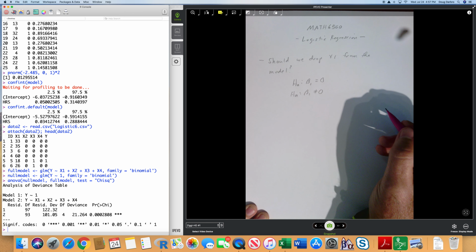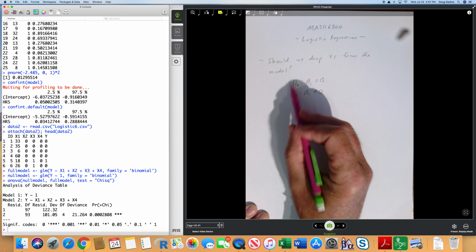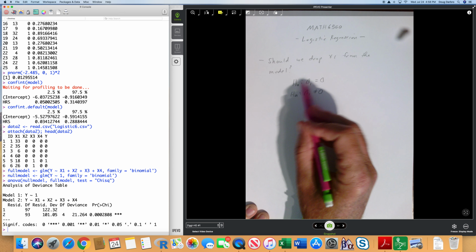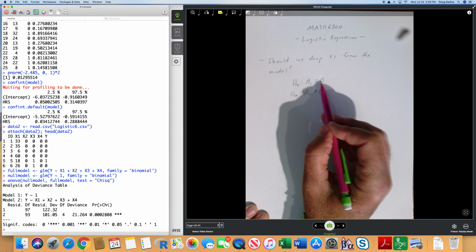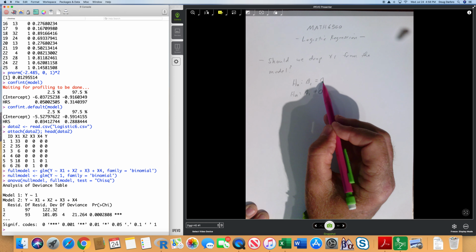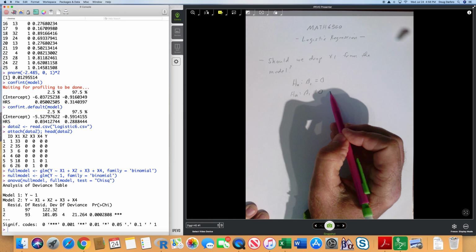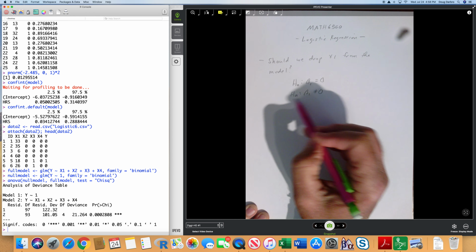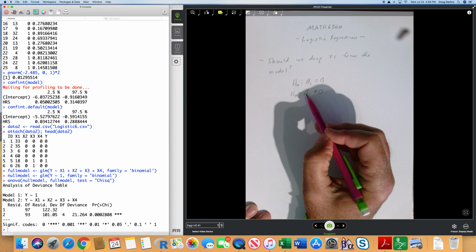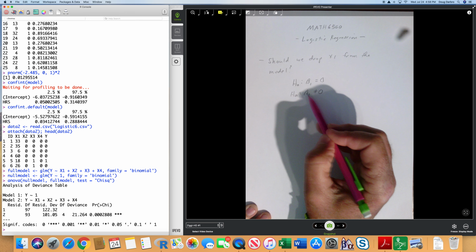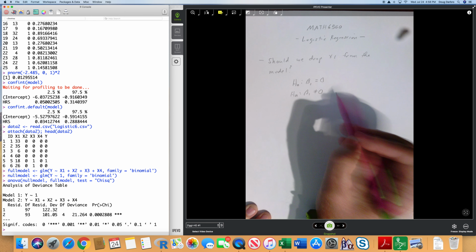Now clearly, if we can't reject this statement, then we can eliminate x1 from the model, because we can't reject the claim that the coefficient is equal to 0. But if we end up with a significant result where we quote unquote accept the alternative hypothesis, then we're concluding that our beta 1 is not equal to 0, so it should be retained.